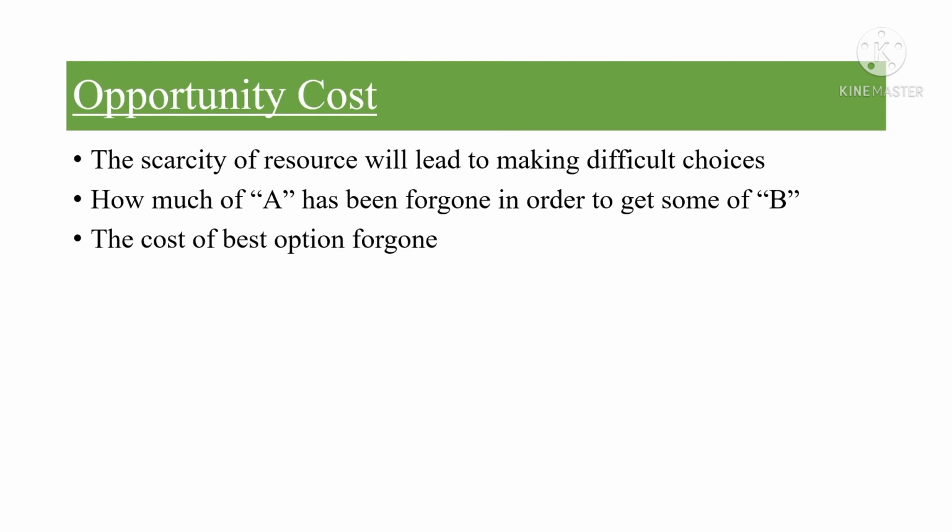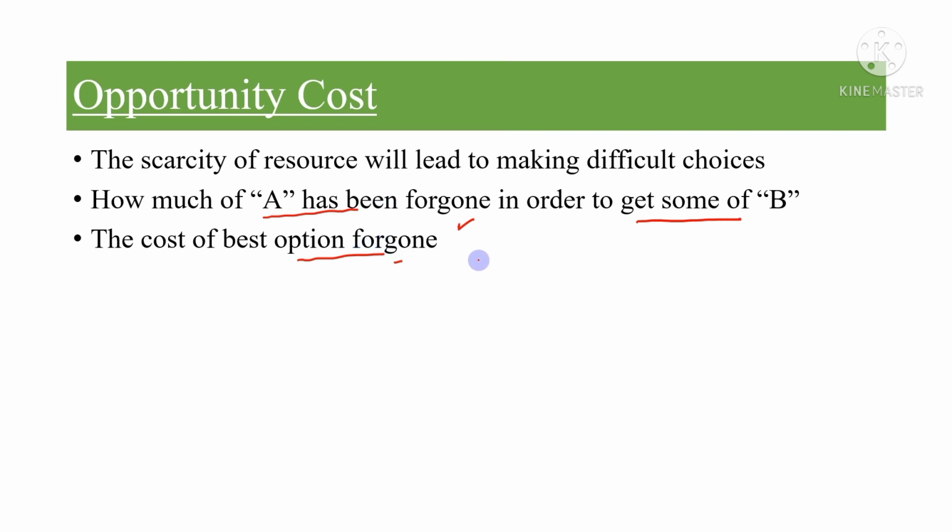So now let's get started with opportunity cost. Opportunity cost is nothing but how much of A has been foregone in order to get some of B. That means the cost of the best option foregone. Let's take up an example to understand this very well.